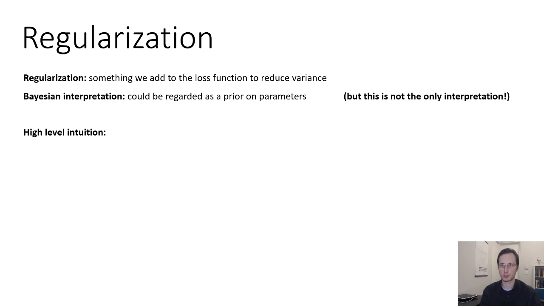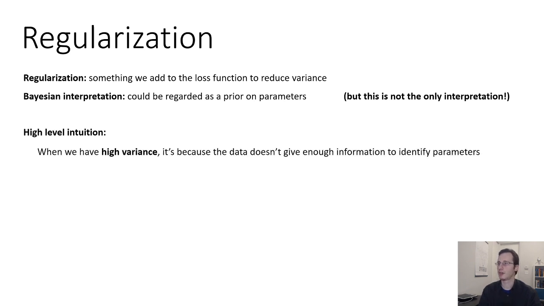So the high-level intuition for the Bayesian perspective is this. When we have high variance, it's because the data doesn't give us enough information to identify the parameters. If we only have those 5 data points and we have a 12th degree polynomial, the function is just underdetermined. There are many different 12th degree polynomials that all fit those 5 data points really well. Among all those, we don't know which one to pick. They all look equally good.